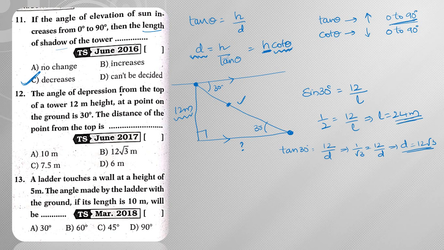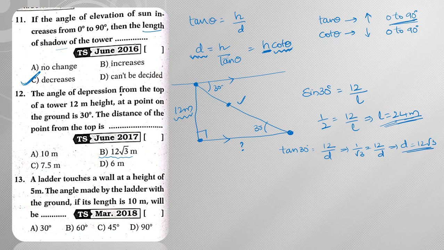If he asked about the distance between the foot of the tower and the point, then 12 root 3 is my answer. So that depends on the question, but in this question he is asking to find the distance from the top to the observation point, right? So that's why the answer will be 24. If the question is changed, then 12 root 3 would be the answer. Since the option 12 root 3 is given, the question is a little different, I think, right?